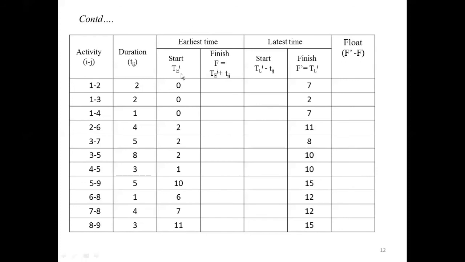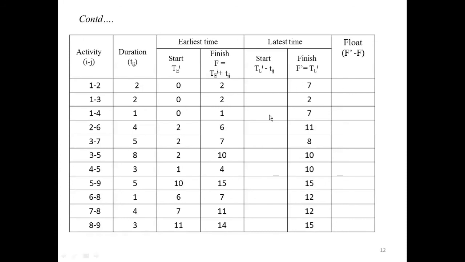You know the value of TE of i and T of ij. 2 plus 0 will get 2. 2 plus 0 is 2. 1 plus 0 is 1. 4 plus 2 is 6. 5 plus 2 is 7. You have 10, 4, 15, 7, 11, and you have 14.